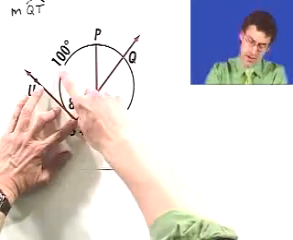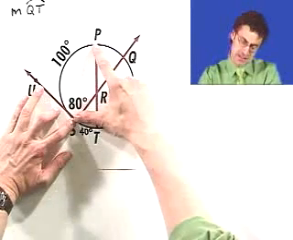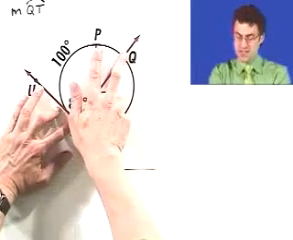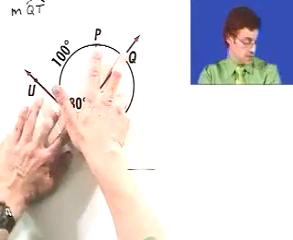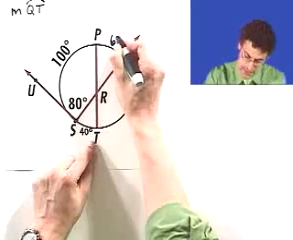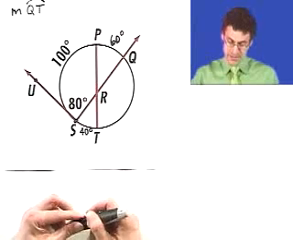Well, if this entire arc is 160, and we already know that this little piece right here is 100, then that forces this to be the leftover, which is 60. So in fact, I now conclude that this has to be 60 degrees. Well, okay, this is looking really good.